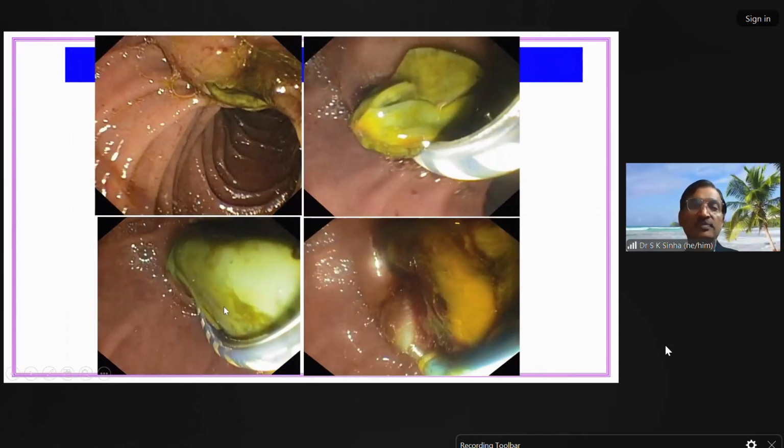So this is a bile stent. This is looking a little whitish. Otherwise, this is the papilla.